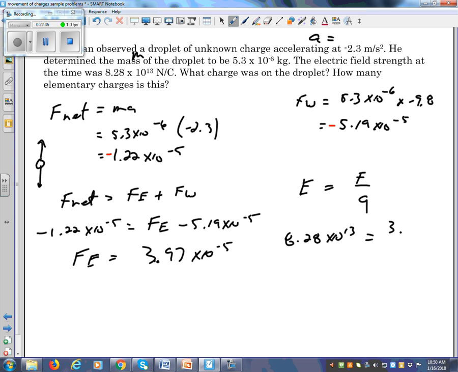Now, should that one be positive? How come, Mallory? Because the other one's negative, so the FE has to be up. It's got to be positive, right? So F is 3.97 times 10 to the minus 5. We're going to solve for Q. We're going to switch them. 3.97 times 10 to the minus 5 divided by 8.28 times 10 to the 13.